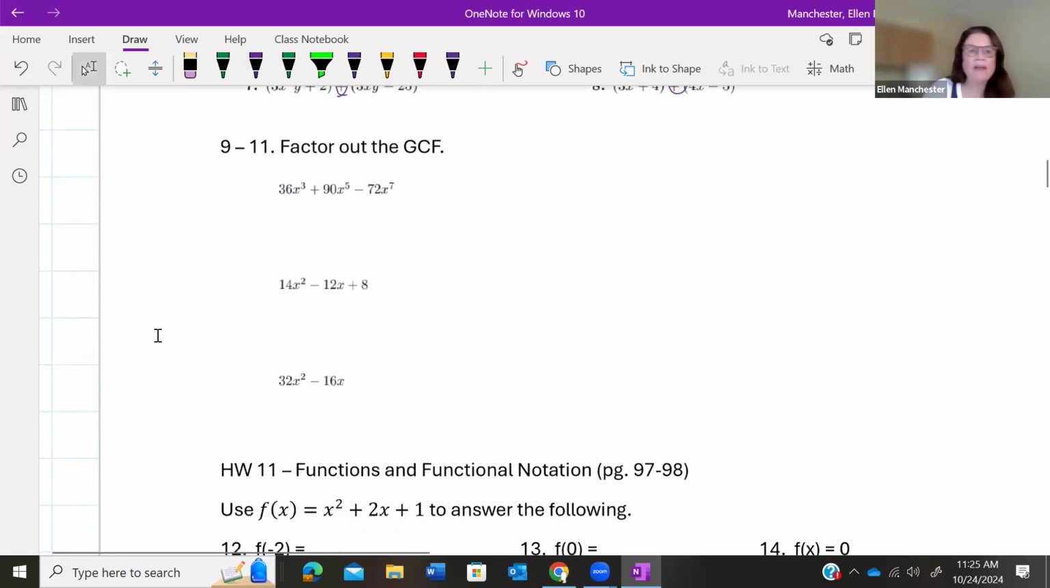And then factoring greatest common factor, just look, what do they all have in common? So like this one has a 9x cubed in common. So you're actually dividing. 36 divided by 9 is 4. The x cubes go away. 90 divided by 9 is 10. 5 minus 3 is x squared. And 72 divided by 9 is 8. And then remember, because you're dividing exponents, you're subtracting the exponent. So 7 minus 3 is 4. And that's it. That's all you can do for those.